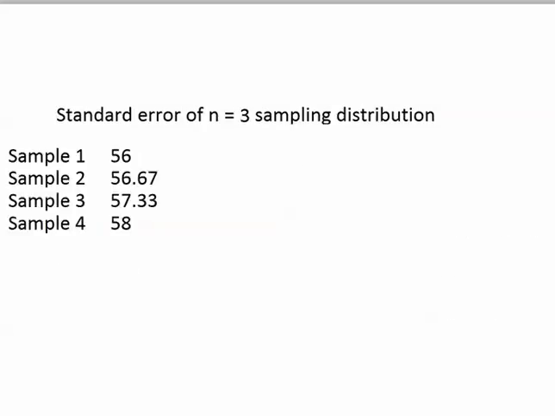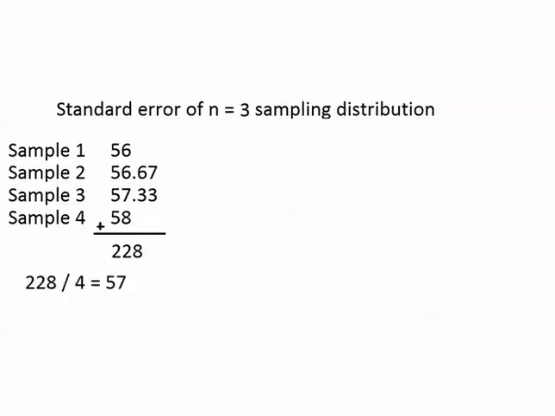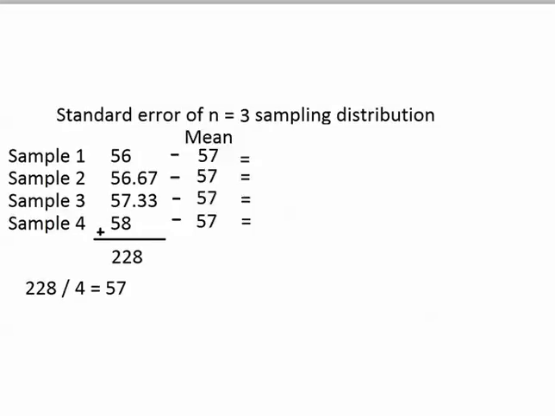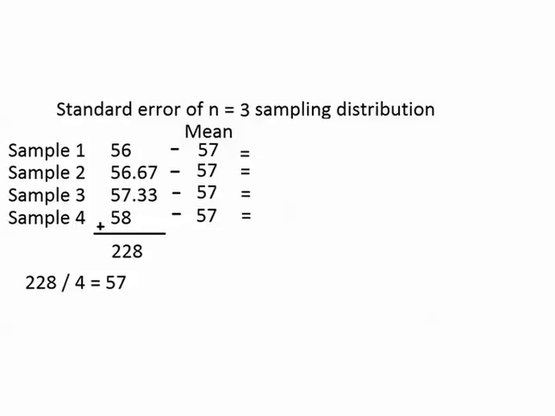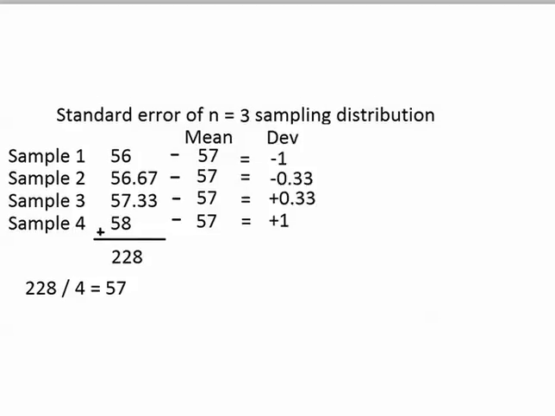Now what if we wanted to find the standard error of our other sampling distribution, which was the means of all possible samples of 3 people? We would follow the same formula. We would just follow the standard deviation formula. The first step is finding the mean of the values. There's 4 of them, so we add them and divide by 4 to get the mean, which is 57. We subtract each value by the mean to get our deviations.